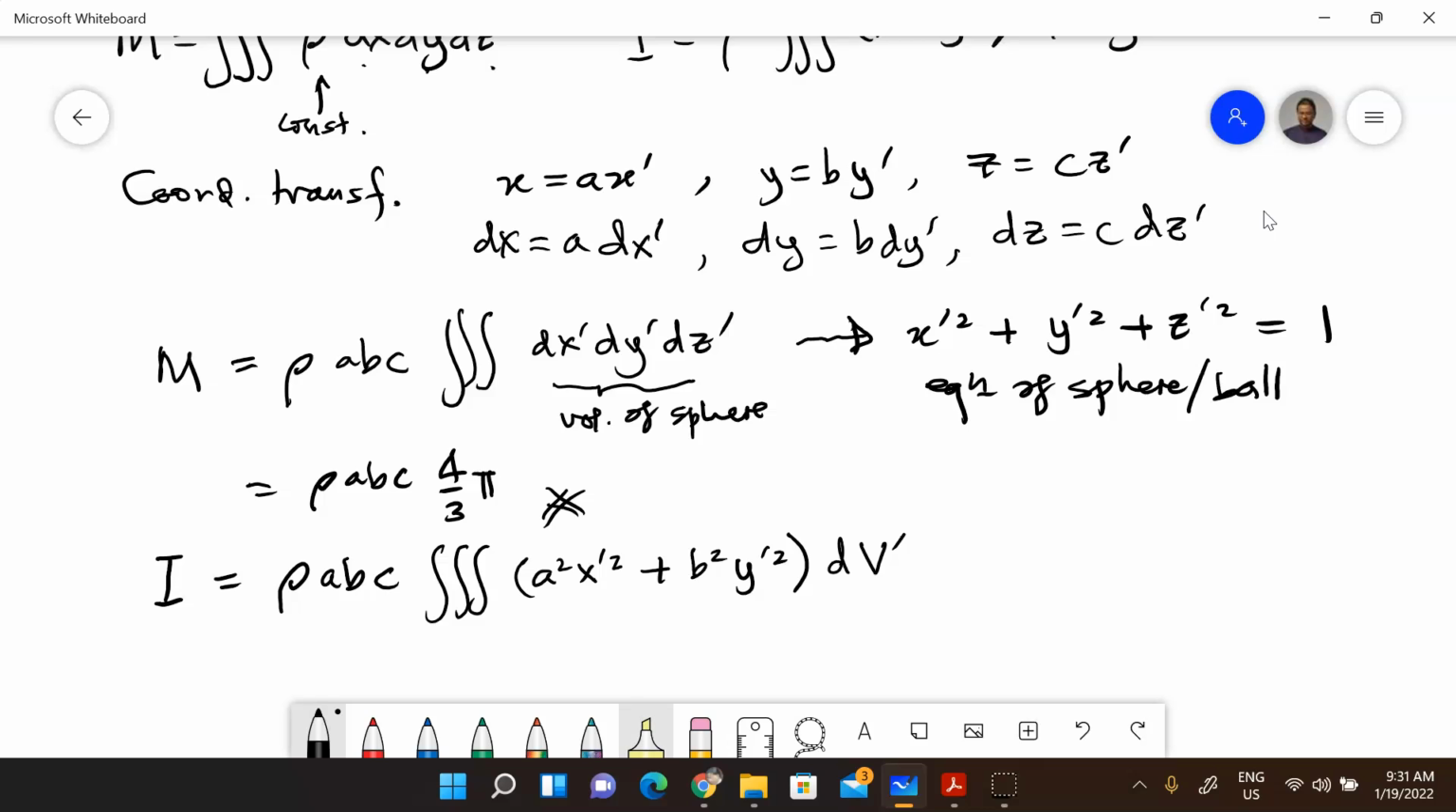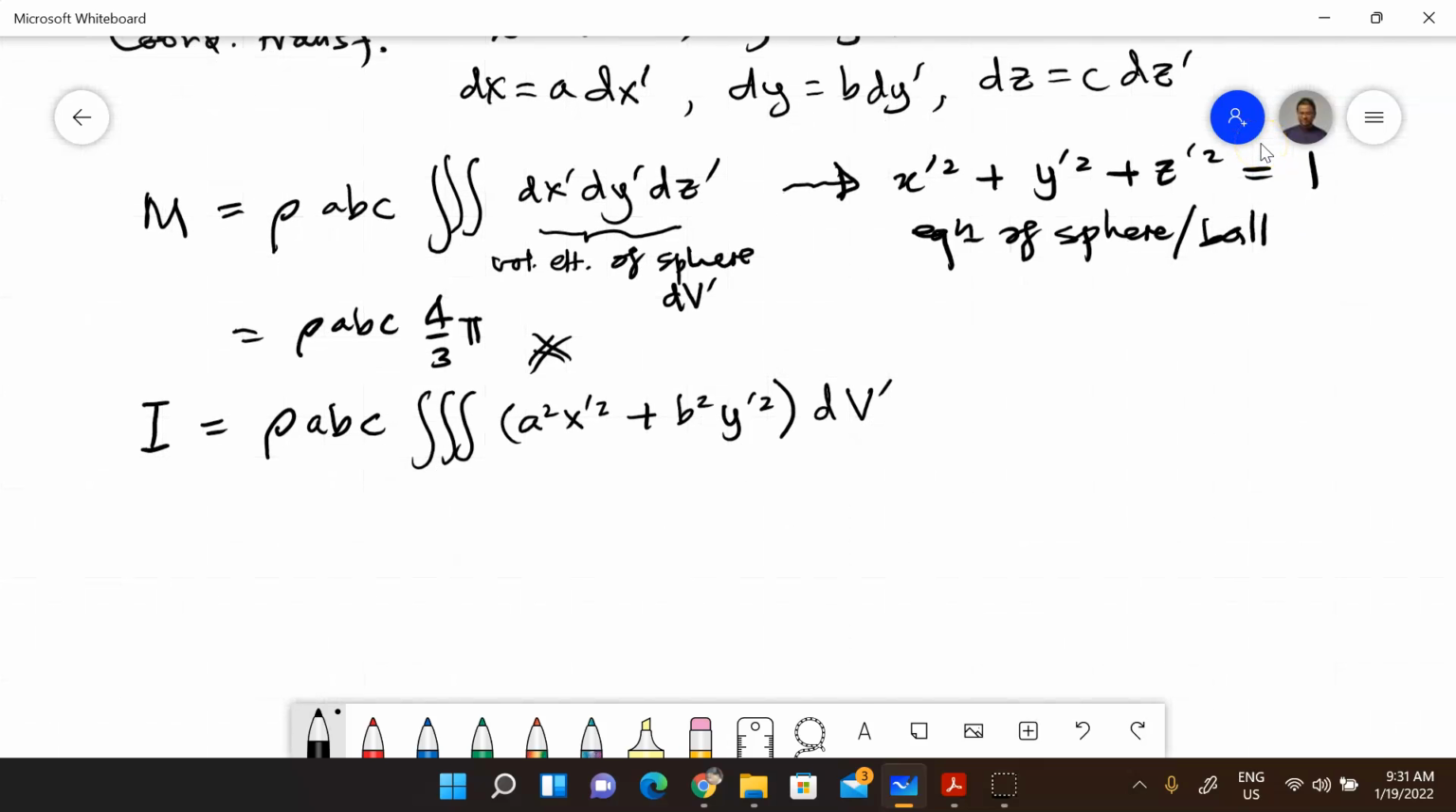So this is actually, let me just erase that a little bit. So this is the volume element of a sphere, which is dv dash. Okay, so this whole thing is dv dash. So now how do we integrate this? Well, for a sphere, trying to draw a diagram here. For a sphere, you know that it's going to be symmetric in all directions.